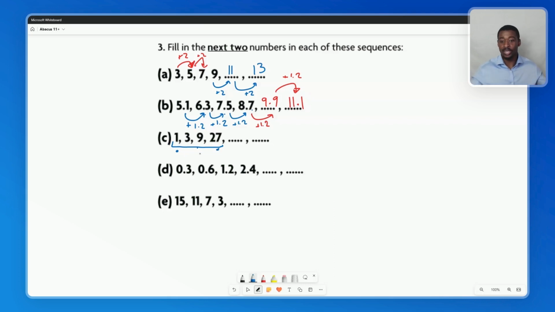The numbers are getting big quickly. And whenever we see this kind of thing happening, it gives us some sort of indication, some sort of clue that there's going to be some multiplication involved. And that's exactly what's going on here. Each time we're multiplying by 3. So here, times 3, times 3, times 3. So here, we're going to need to continue that by multiplying 27 times 3.